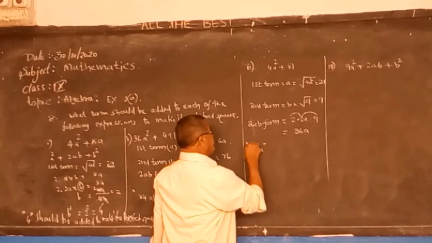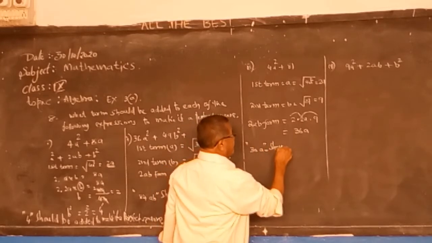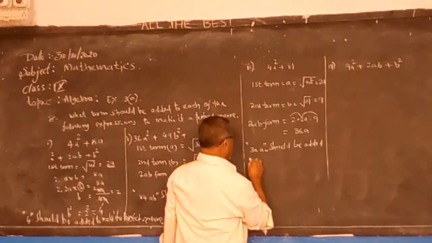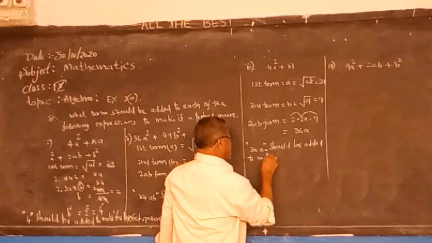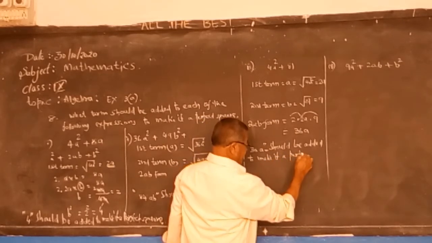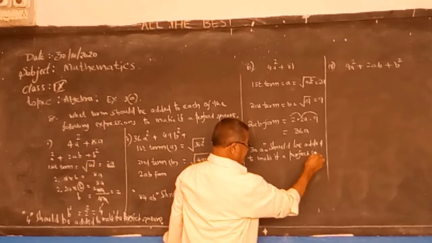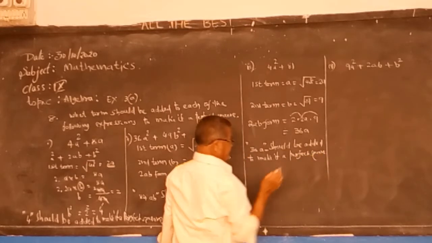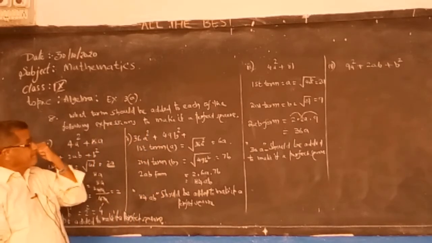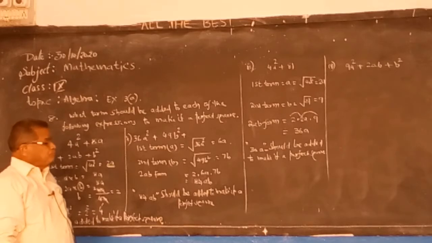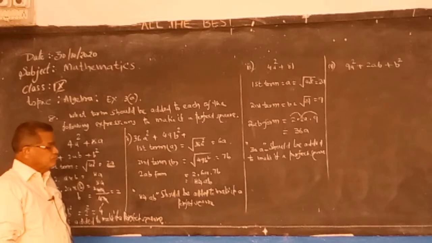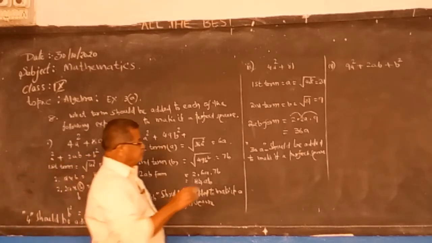36a should be added to make it a perfect square. Like this. Here, 36.